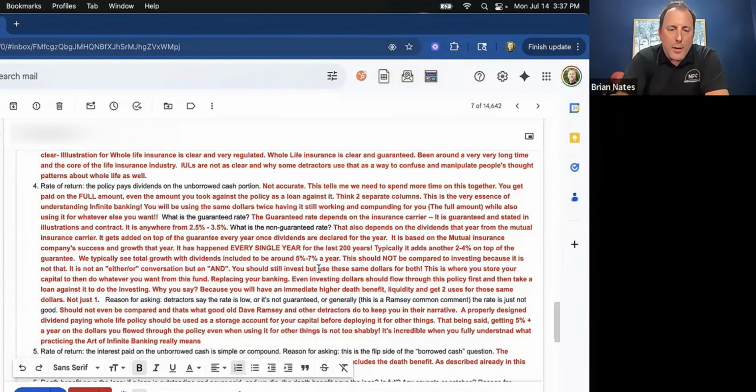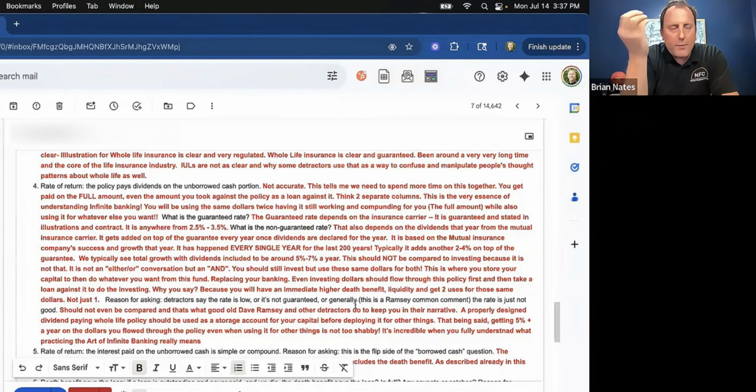So it has nothing to do, like you said, reason for asking, detractors say the rate is low. It doesn't matter. This is not to replace your investing. This is to add to it. It's about where is your money starting to flow through before using it for something else, including your investment dollars. And see, Dave Ramsey and other detractors, they can't grasp this, or they don't want to because it doesn't fit their narrative.